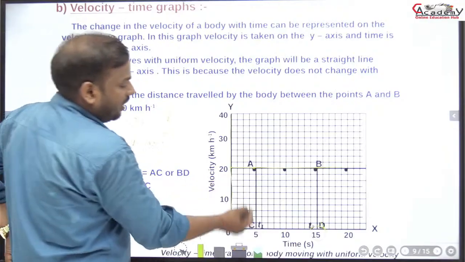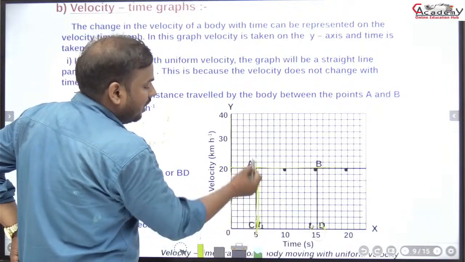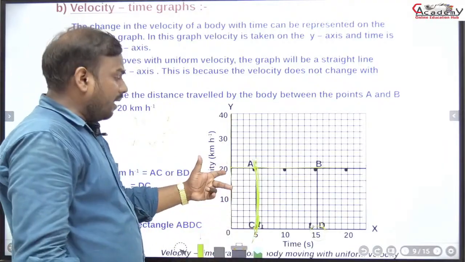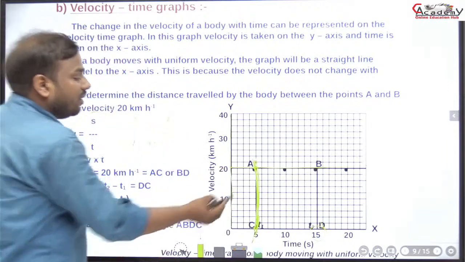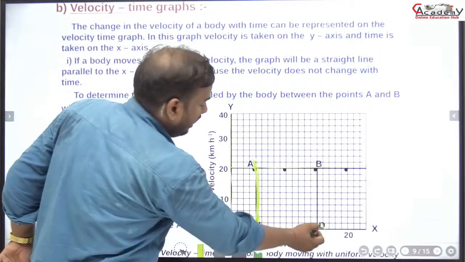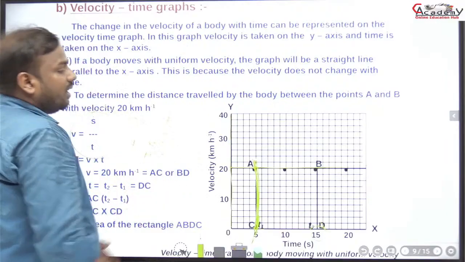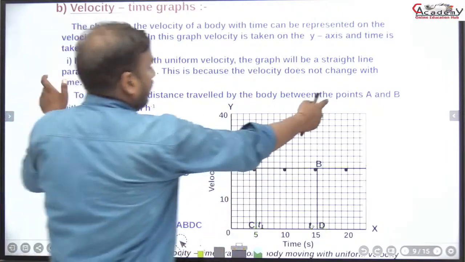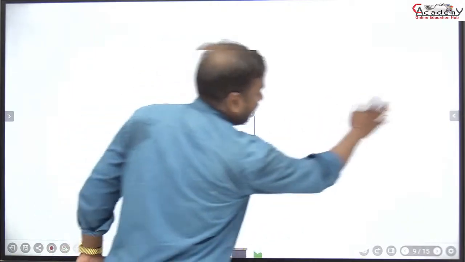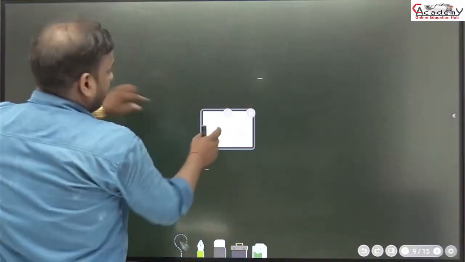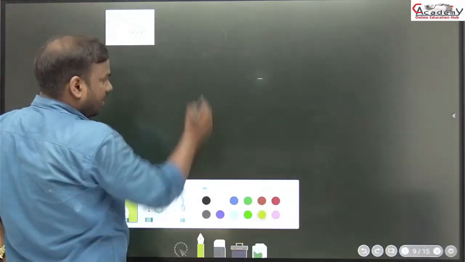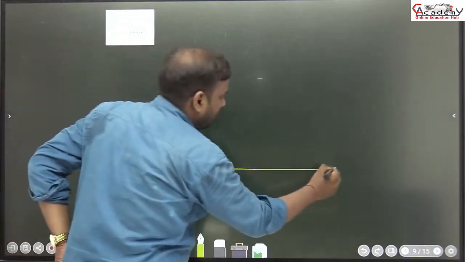So what is the velocity here? That's the velocity. This point represents the velocity, and that is its mathematical value. Velocity is AC, and what is the time? CD. Okay, you can write it like that. Here you draw the velocity time graph.